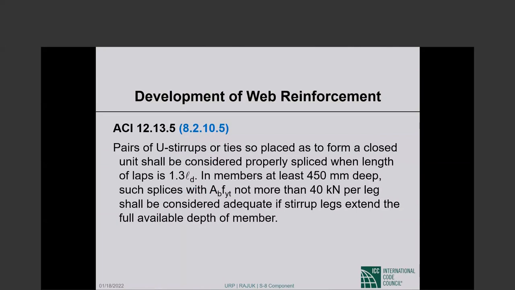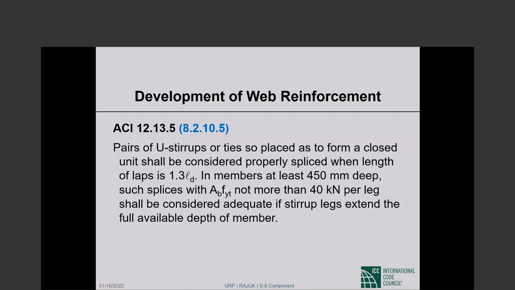So pairs of U-stirrups. The idea here is you take two U's. In one, the verticals are going up, and then in another, the verticals are going down. You put one on top of the other to make a closed hoop. That's the idea, or hoop-like thing.